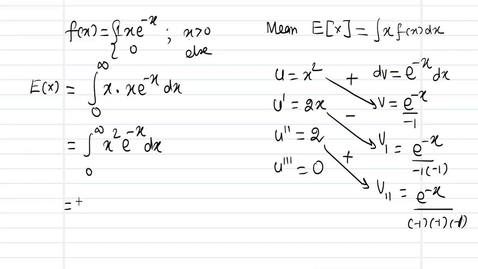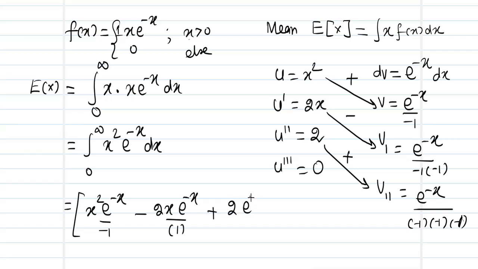So we are now ready for applying the limit. Keep your x square and club it with e power minus x by minus 1. The second term is going to be negative. Club it with 2x and e power minus x divided by minus 1 into minus 1, which is going to be positive 1. The third term is going to be positive 2 into e power minus x divided by minus 1, minus 1, minus 1, so that makes it minus 1. The last term is 0. So you can apply the integral from 0 to infinity.